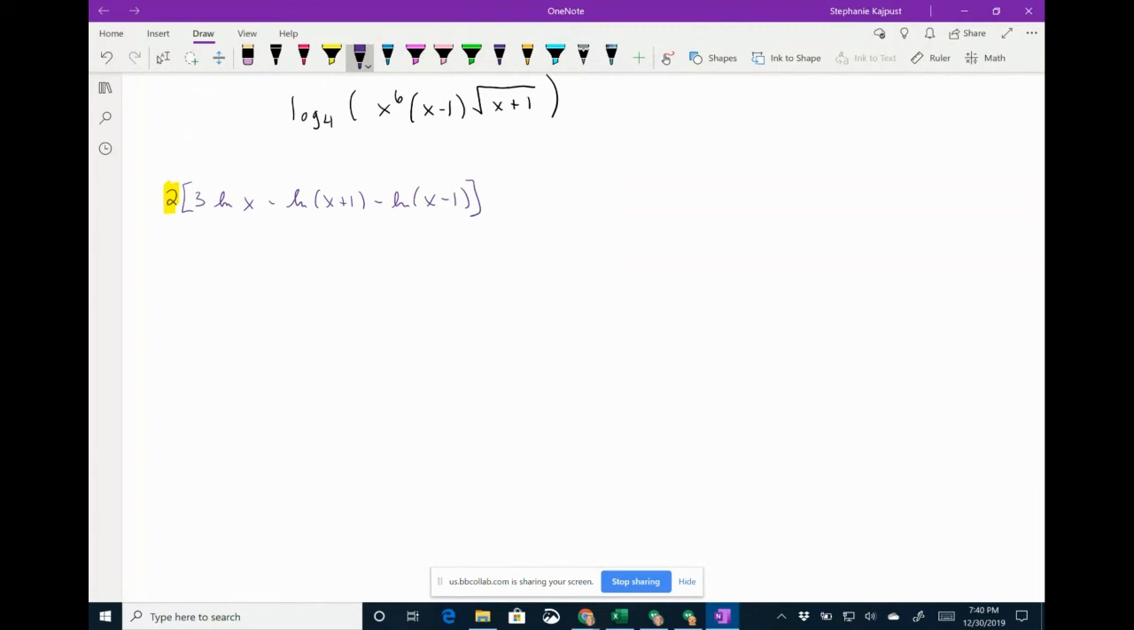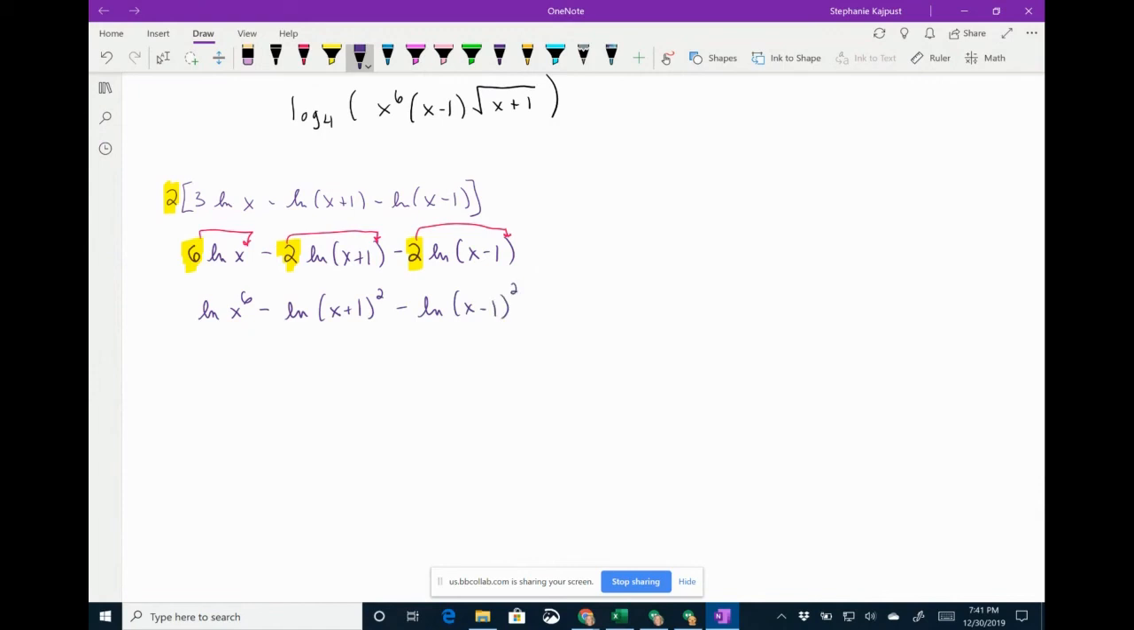So I'm going to have 2 times the 3 natural log of x, which is going to be 6 natural log of x. Then I multiply it through the second term, so it's minus 2 natural log of (x + 1). And then the third term gives me minus 2 times the natural log of (x - 1). Now, all of these coefficients are going to become exponents. So all of those go back up, which gives us natural log of x to the 6th minus the natural log of (x + 1) squared minus the natural log of (x - 1) squared.